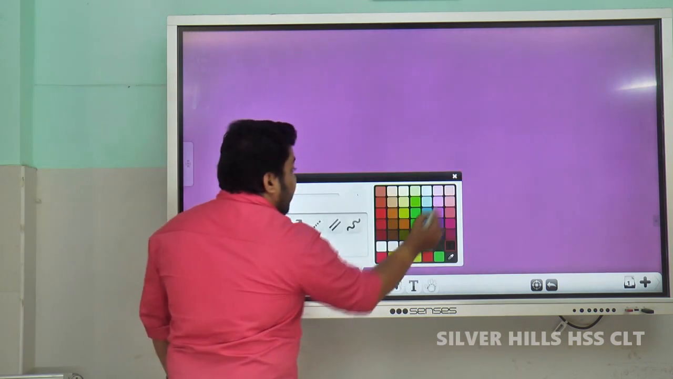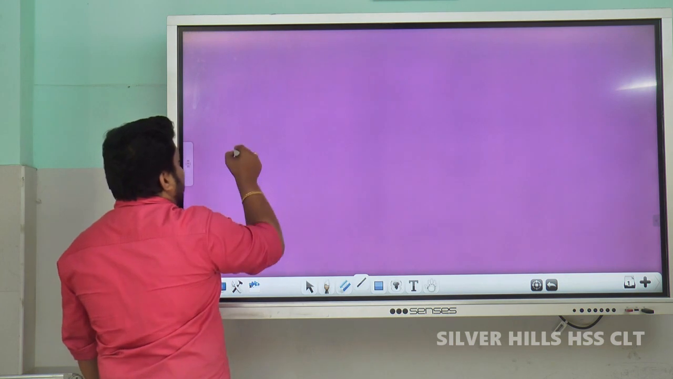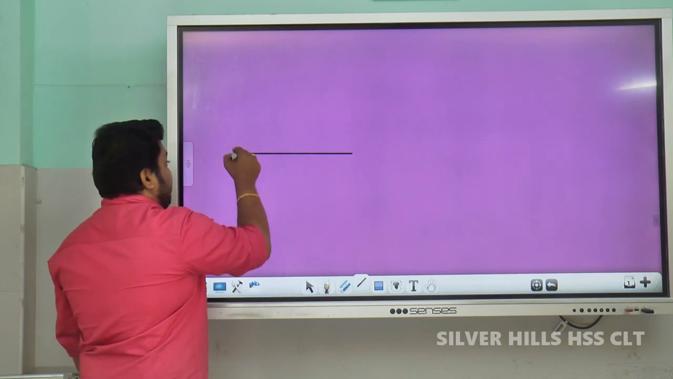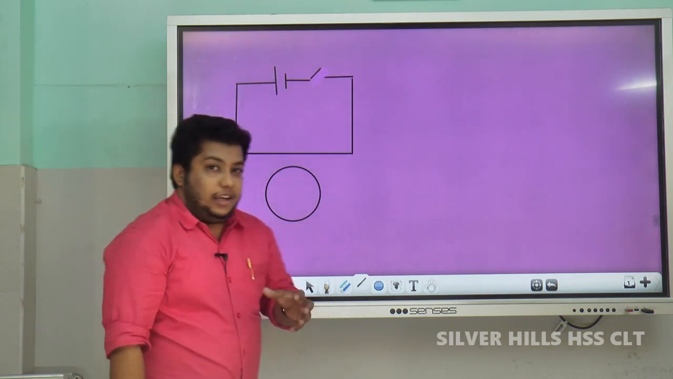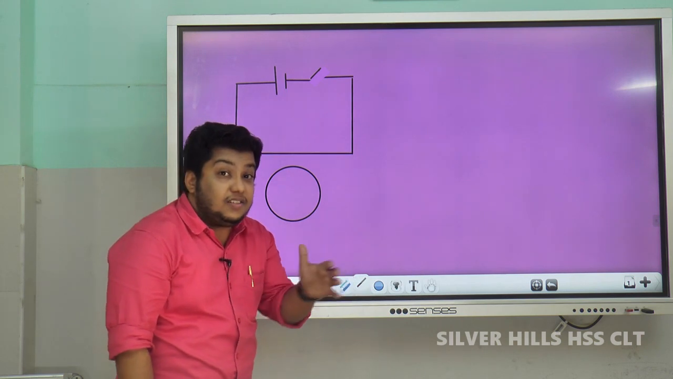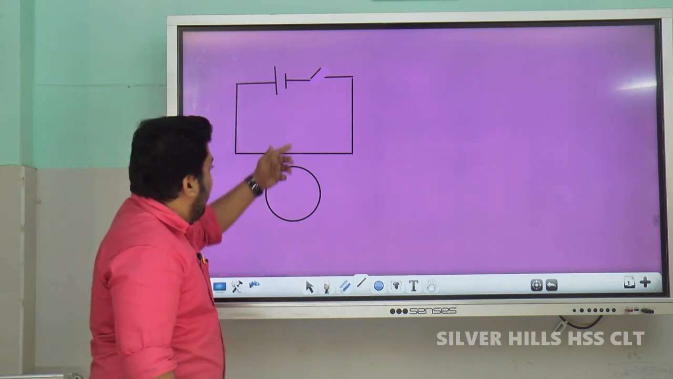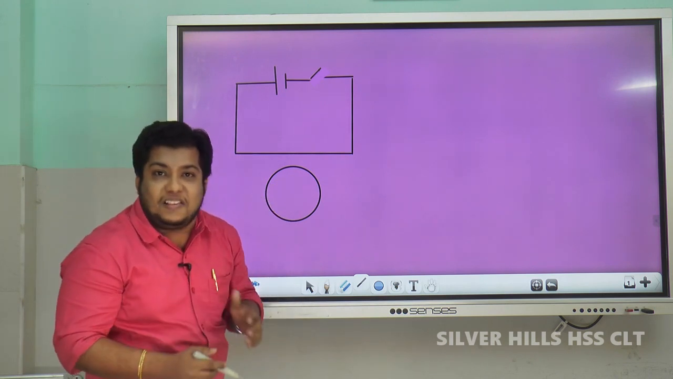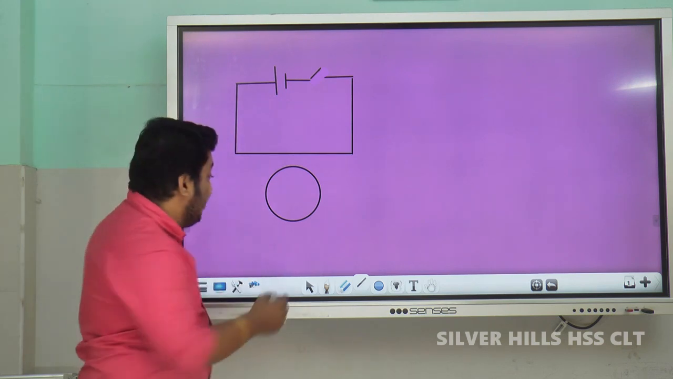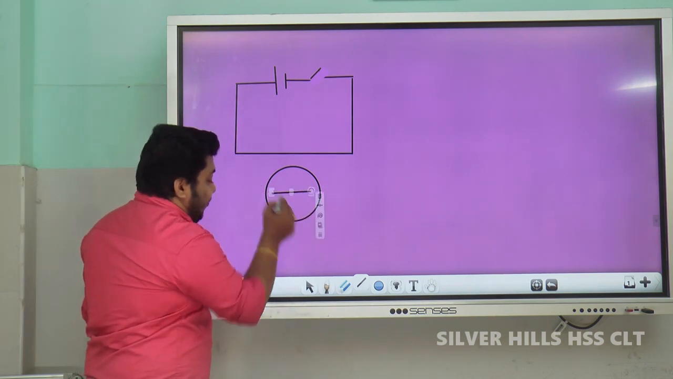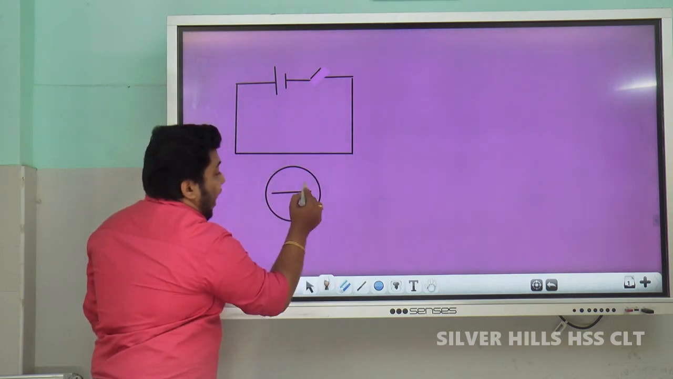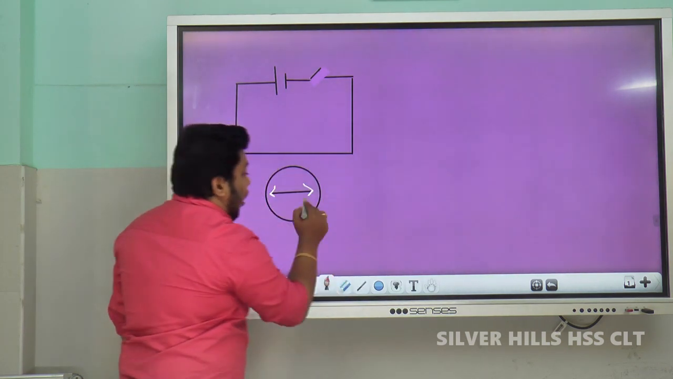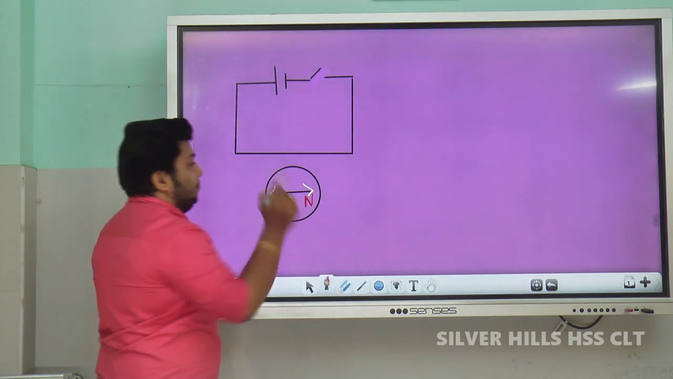Now we can consider a circuit like this. This is an electric circuit. Okay students, this is our electric circuit. Below that circuit you can see a compass. We know that a compass consists of two needles. What are they? Yes, the needle will represent north as well as south. So we can represent here north as well as south.